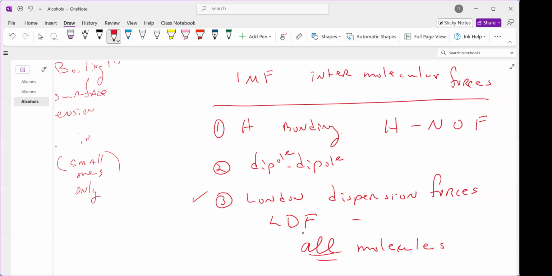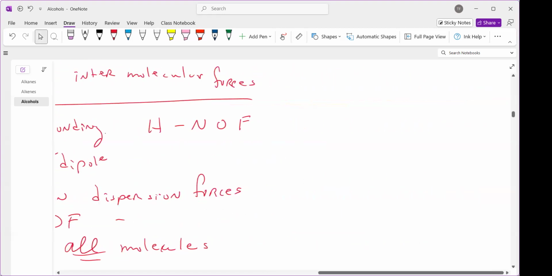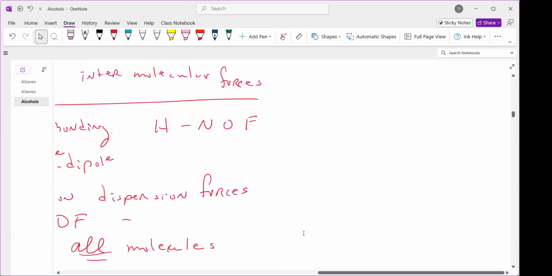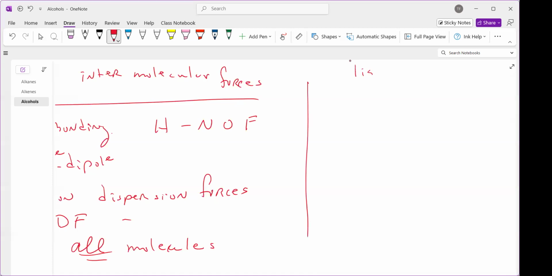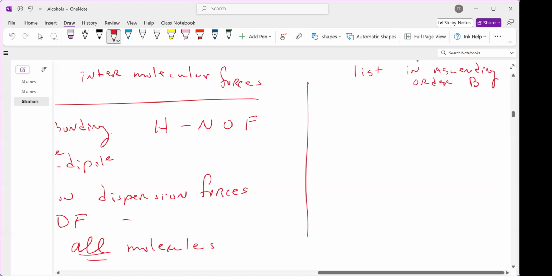Okay. Now we're going to find this trend throughout this course. Every test is going to have IMFs. Every test is going to have naming, structure. Every test is going to have reactions. No exceptions. Every single test. So I may ask you, for example, list in ascending order boiling points. These molecules.